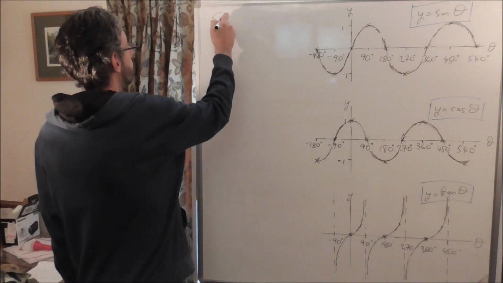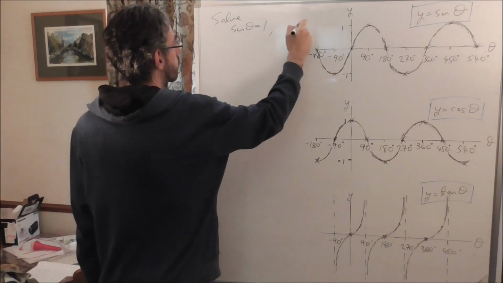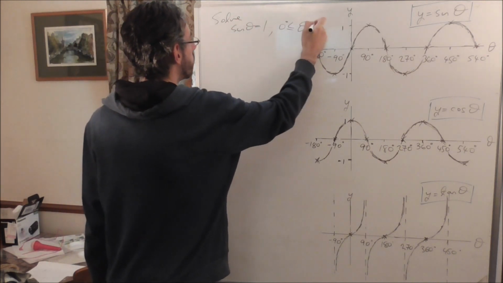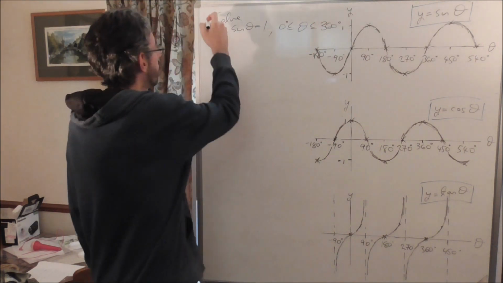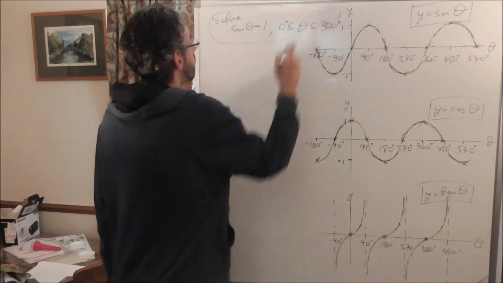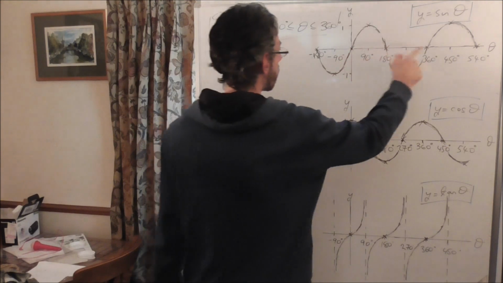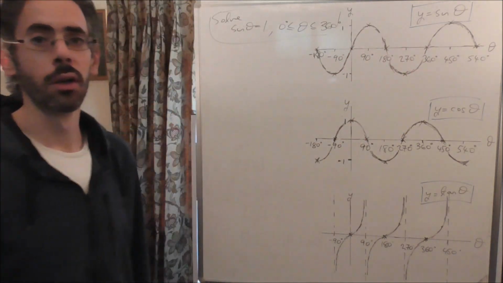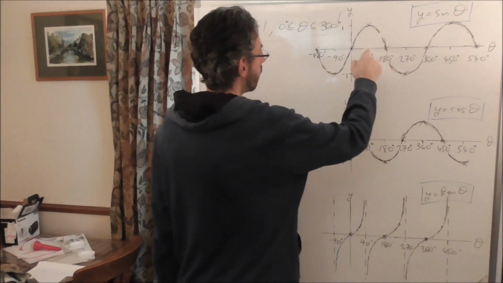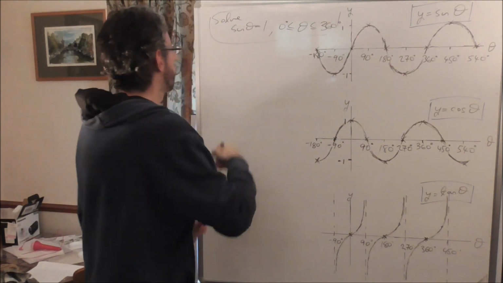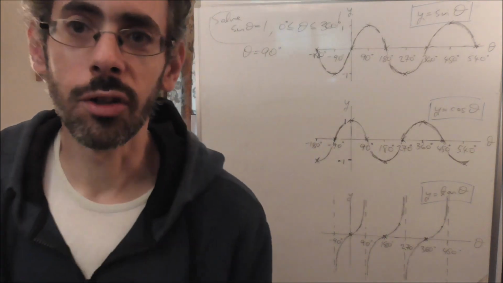Let's do this one. Let's solve sine theta equals 1, looking in the range from 0 degrees to 360 degrees. So which angles in this range from 0 to 360 have a sine value of 1? Well, hopefully you can see that the only angle in that range with a sine value of 1 is 90 degrees. Sine 90 is 1. So that's the only solution to this equation. That was easy because you could just read it off the graph.